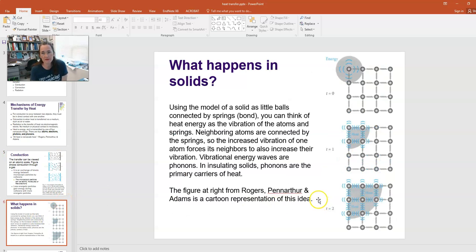So what would happen in a solid? Okay, so here we're going to use the model of a solid as little balls, the atoms connected by little springs, which is the bond. Okay, so we're going to model this as balls and springs.